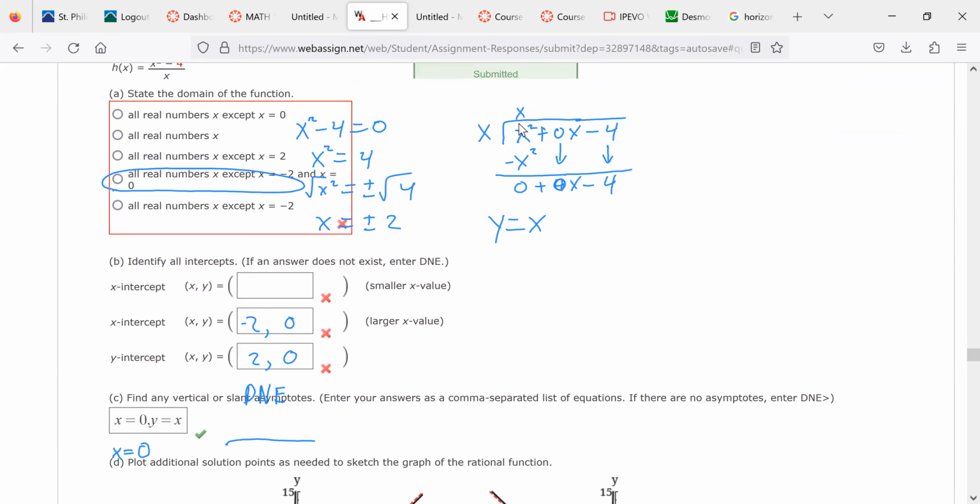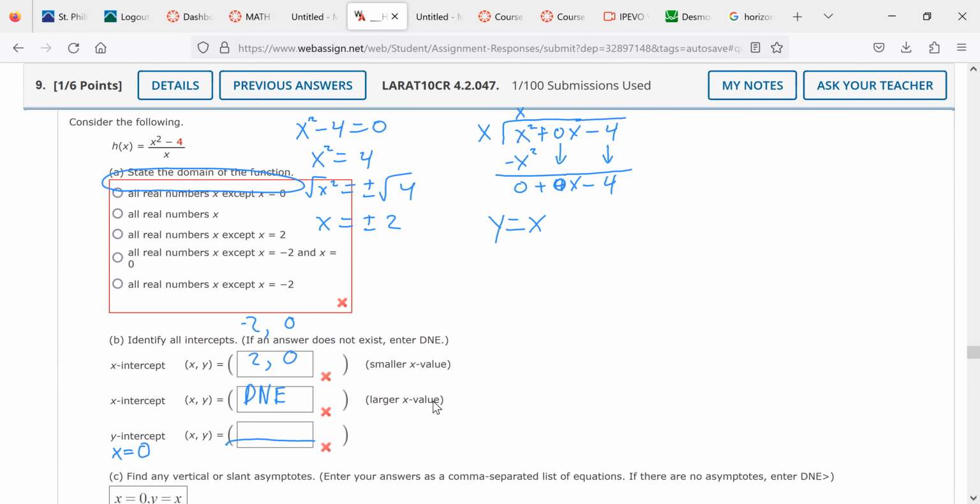So whatever you get on top, the quotient would be the slant part. Does that make sense? This piece is where this came from. Are there any questions on 9?